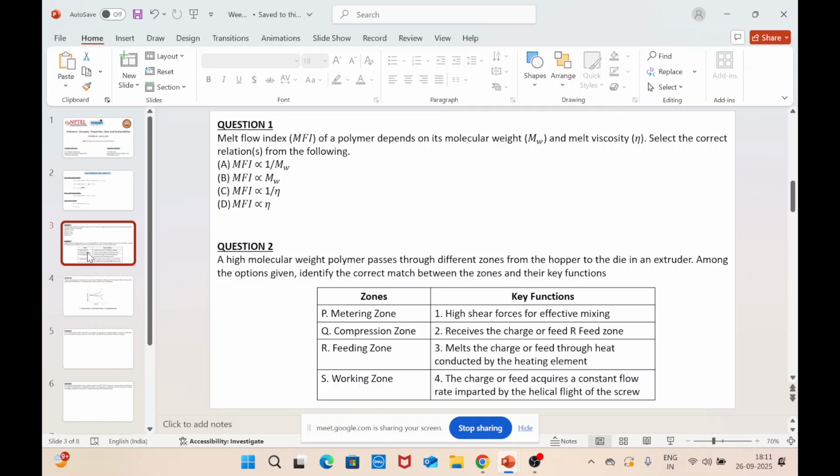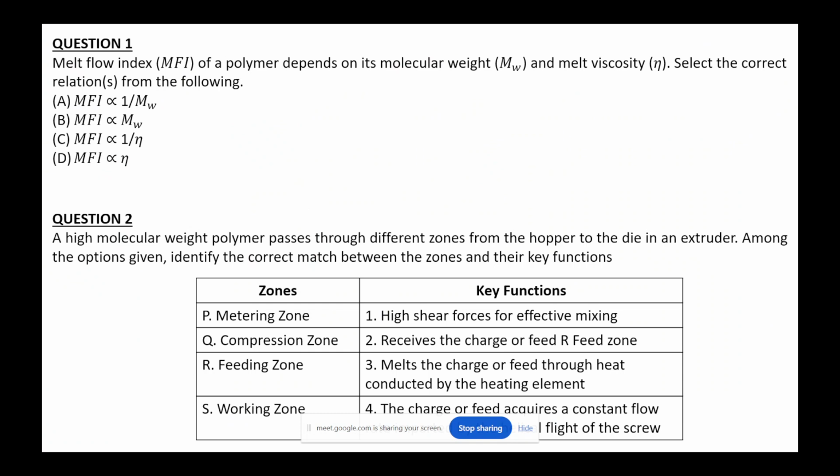So the very first question for today's live interaction session is going to be question number 1. Melt flow index of a polymer depends upon its molecular weight and melt viscosity. Select the correct relation or relations from the following options. You have four options, where it is typically whether the melt flow index is directly proportional to viscosity or inversely proportional to viscosity. Similarly for that of the molecular weight. So here, what will be the correct relation?